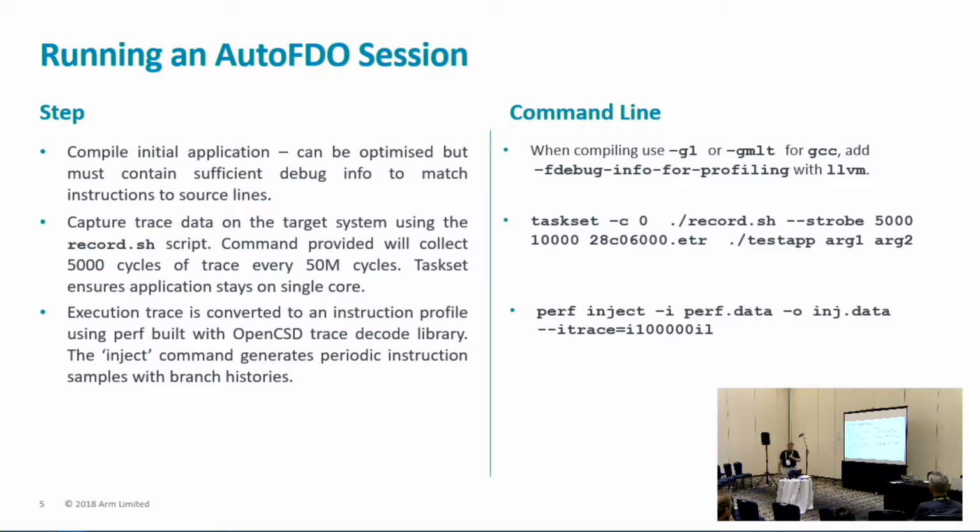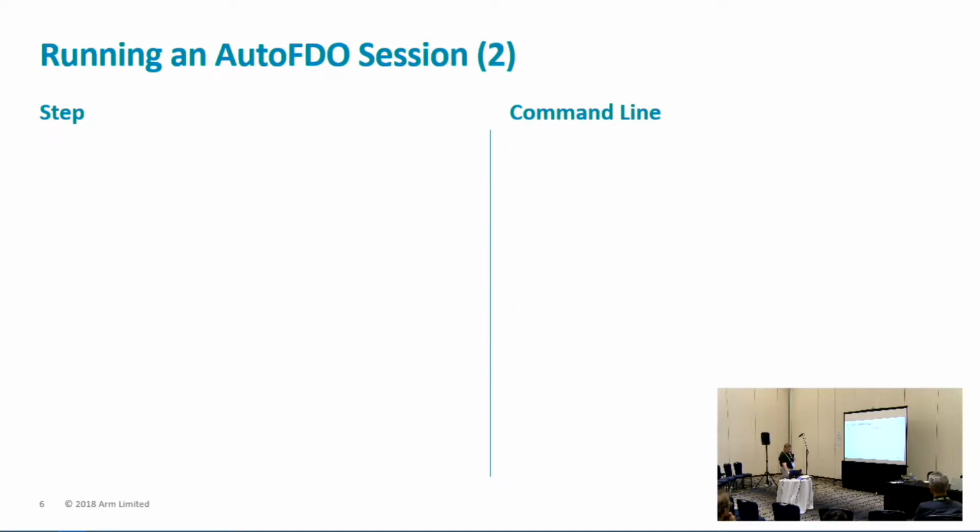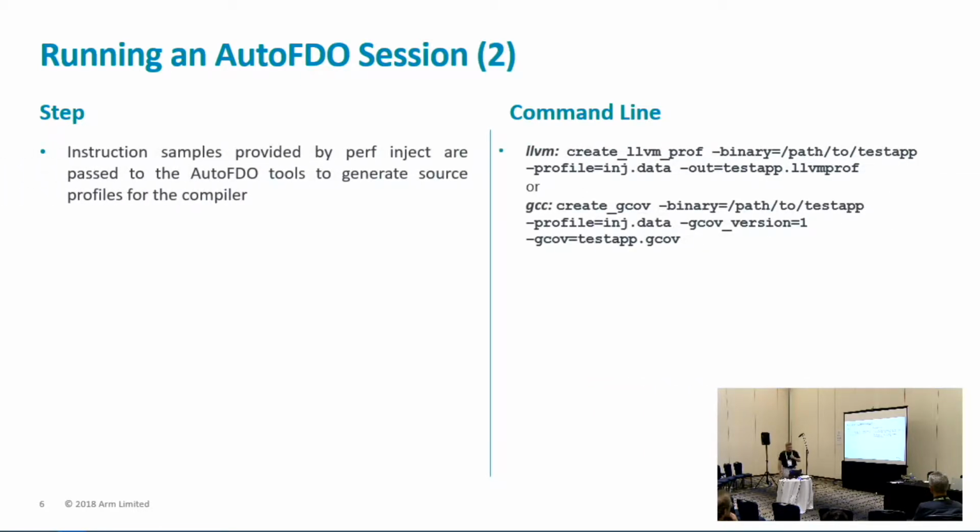So once we've collected the data, we use the perf inject, which creates a profile. Then we pass the profile onto the Google AutoFDO tools. There's separate tools for the LLVM and the GCC compilers.